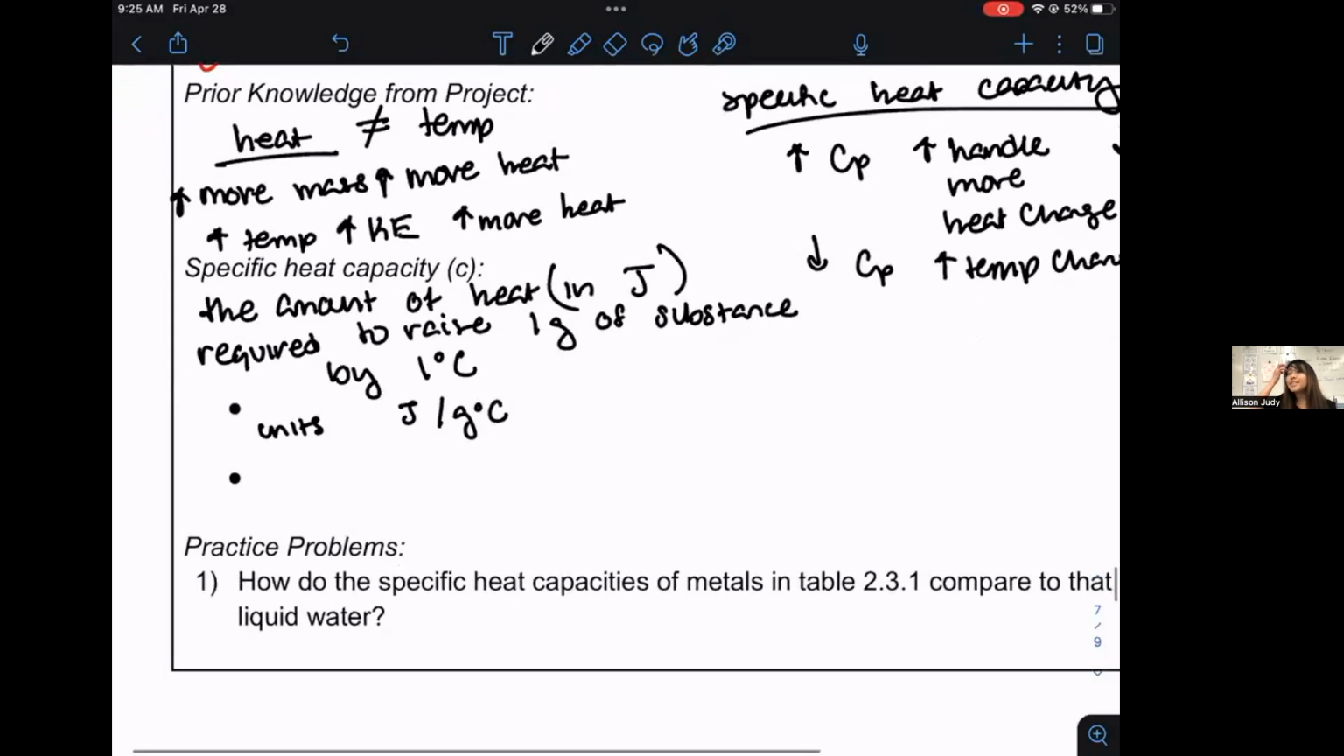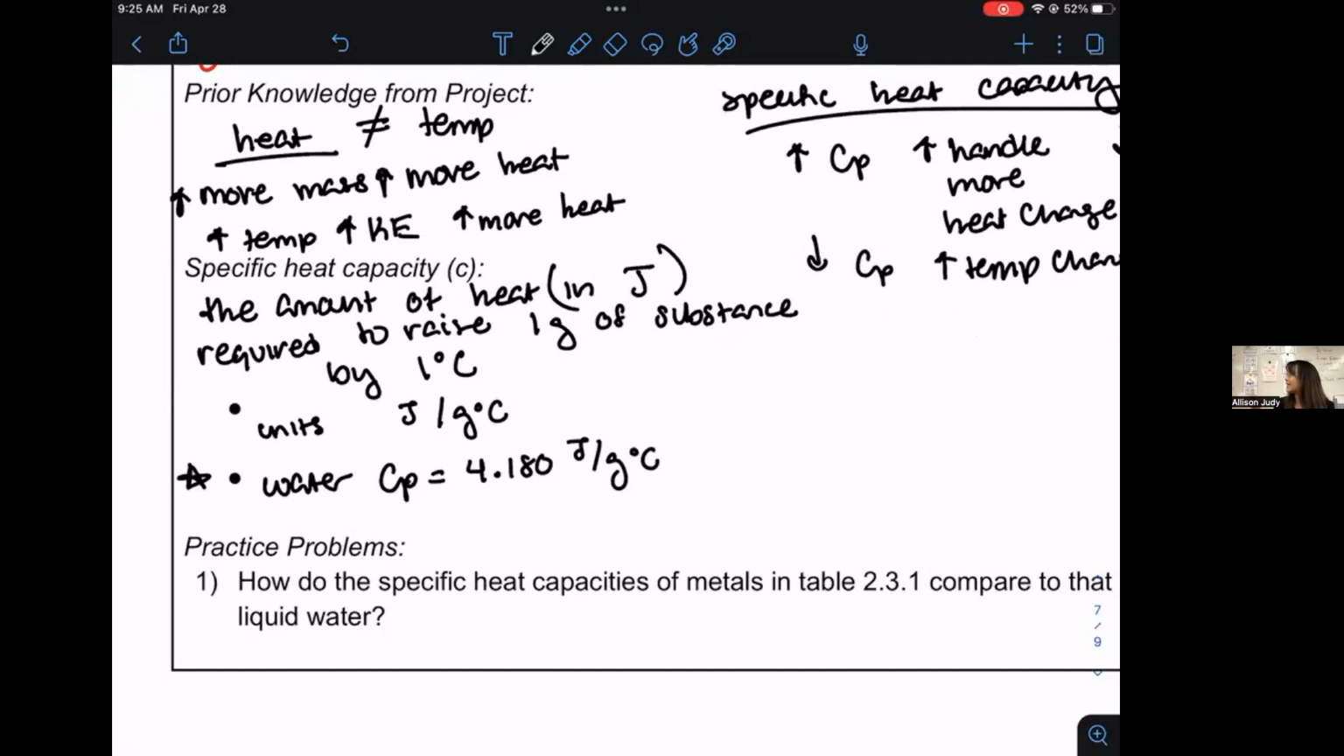A really important conversion factor you're going to want to know and memorize is that water has a specific heat capacity of 4.180 joules per gram degree Celsius. So to raise 1 gram of water by 1 degree Celsius, I need to input 4.18 joules of energy. Okay. But this also doubles as the conversion factor between calories and joules.